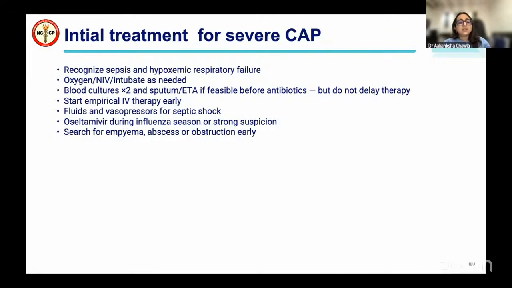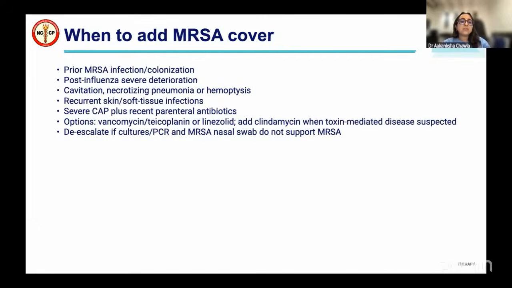Start oseltamivir early if you are suspecting influenza rather than waiting for your PCR reports. And source control always remains an important aspect of treating your patient. So you need to look for empyema, abscess, or if there is an obstruction. All this would depend upon your patient, so you need to search for these and manage them appropriately, because source control is equally important as starting your empirical cover.